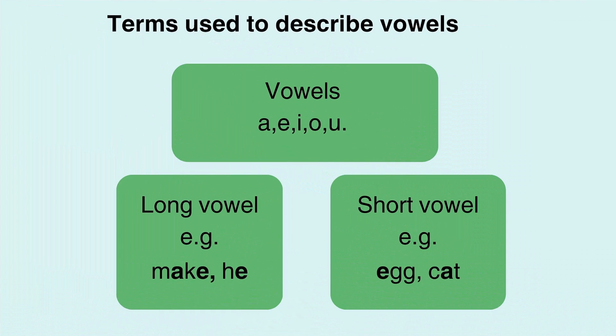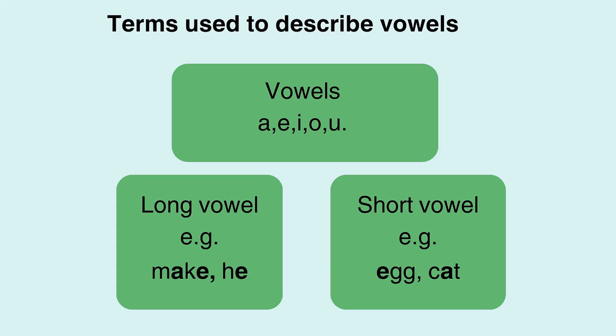We will now explore some common terms used to describe vowels. A vowel is a speech sound produced when the breath flows out through the mouth without being blocked by the teeth, tongue, or lips. Vowels in the English language are A, E, I, O, U.